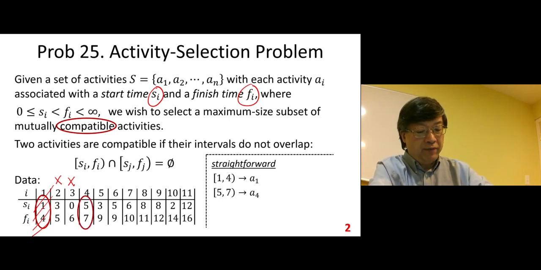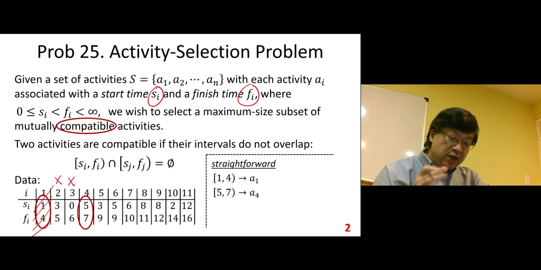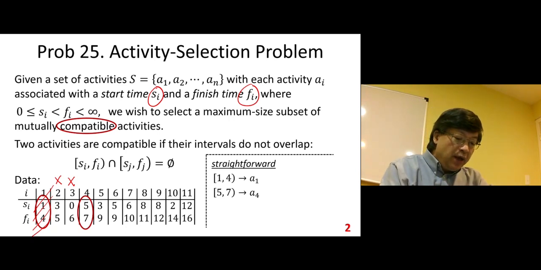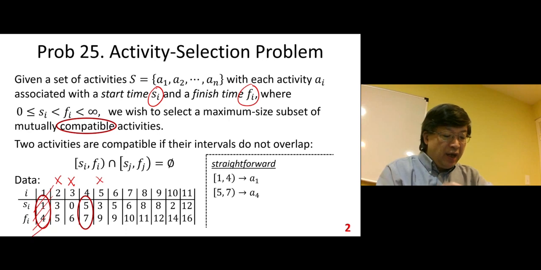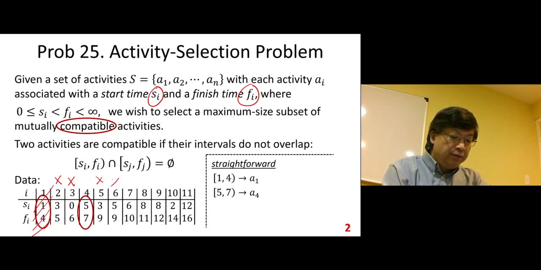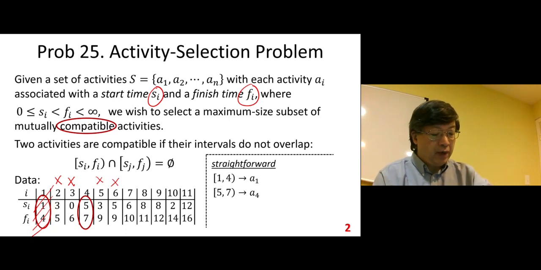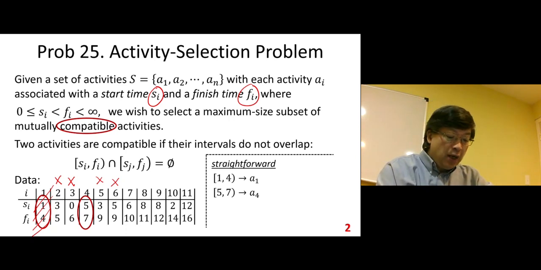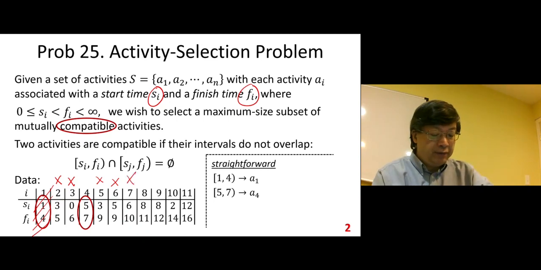Yeah, A4. Then after we select A1, A4, A5 overlaps. We can see overlap with A1 or A4. A6 overlaps with A4. If we find one overlap with one of the activities, then we drop it. A7 overlaps with A4, right?